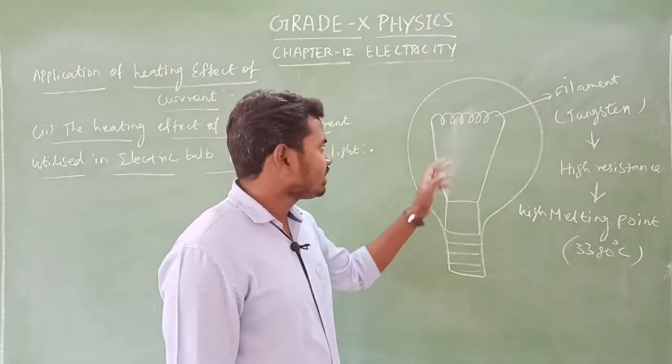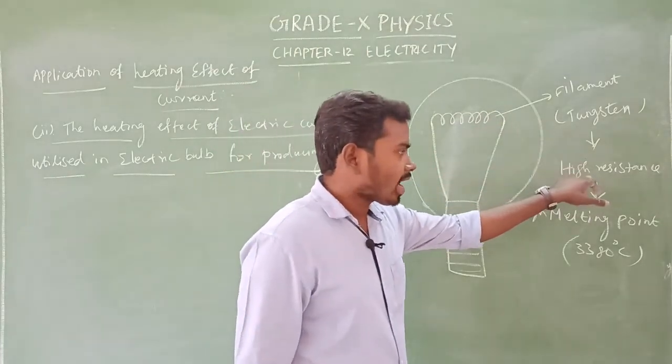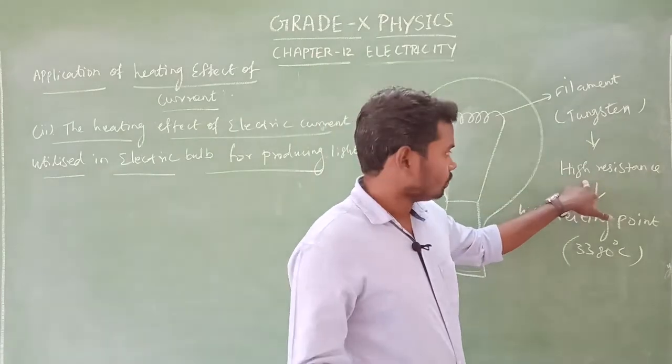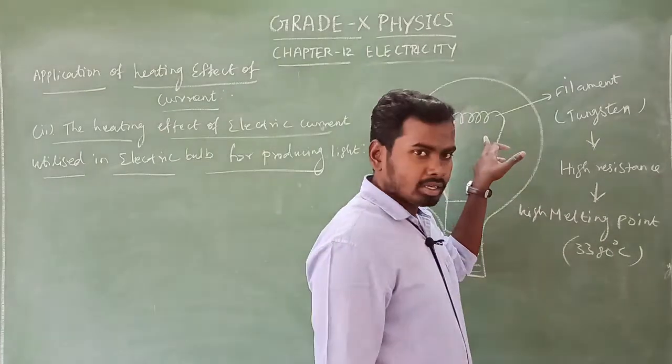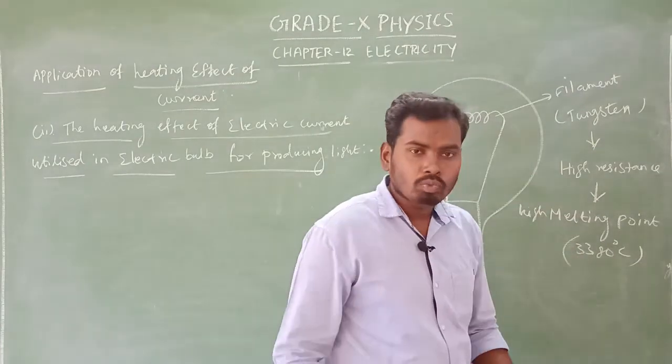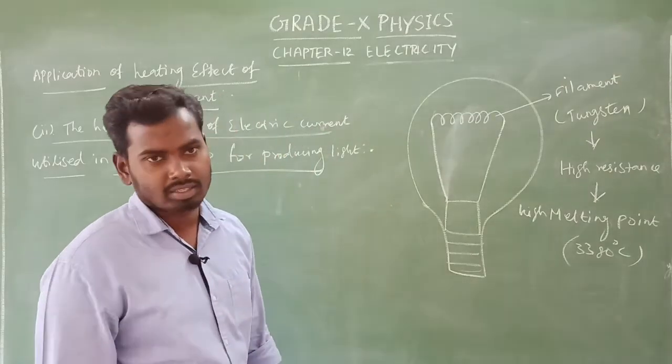So inside the bulb there is a filament-like structure. That filament is made up of tungsten. The tungsten has high resistance. The tungsten filament's melting point is very, very high, that is 3380 degrees Celsius.